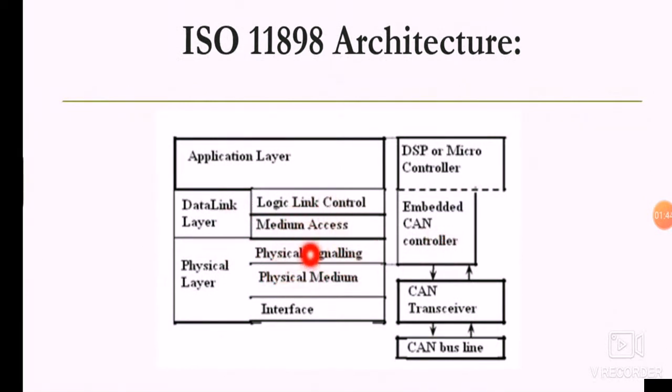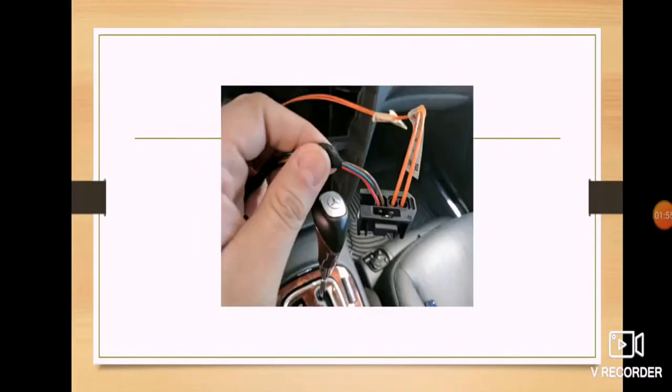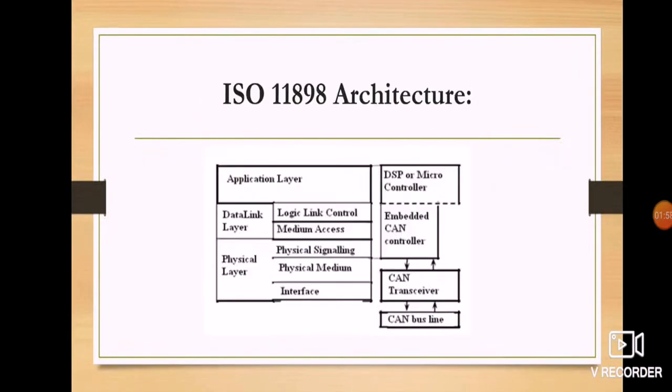Let's see how it works in this way. This is the CAN bus line. The CAN bus line is nothing but these two pieces of wire. These wires are represented as the CAN bus line. Whatever information has been gathered will be received in the CAN transceiver. The CAN transceiver is nothing but the transmitter plus receiver. It will receive, then send to the embedded CAN controller, where we program how things should be. Then here we have a DSP or microcontroller, which is a common microcontroller.